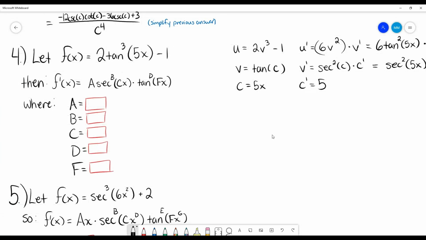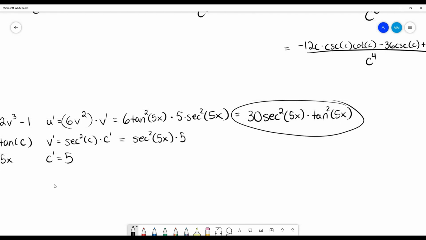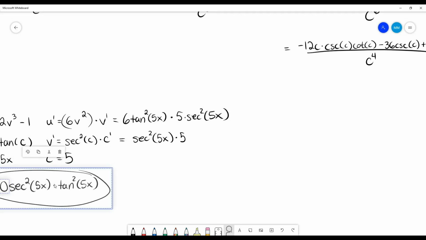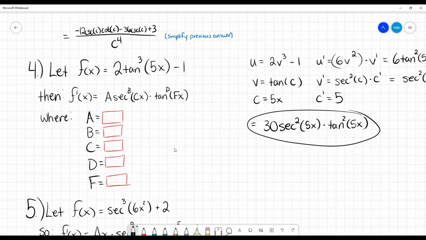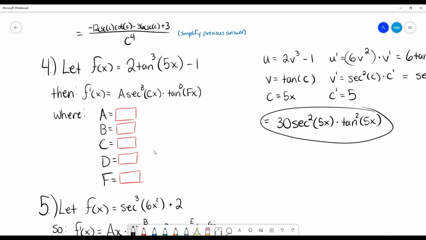Let's come back now. Let me select this. We'll bring it back down to where we can see it. Okay. And so we see a times our secant. That's going to be that 30 there. So a equals 30. Got secant to the power of b, which is 2. Inside my c is 5 times tangent to the power of d, which is also 2. And my f is also 5.